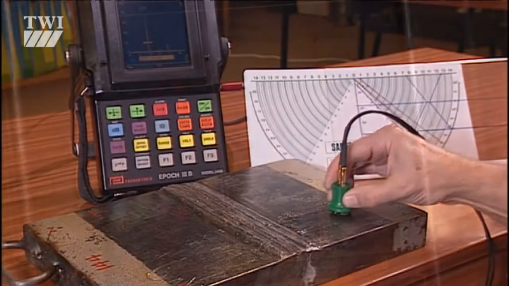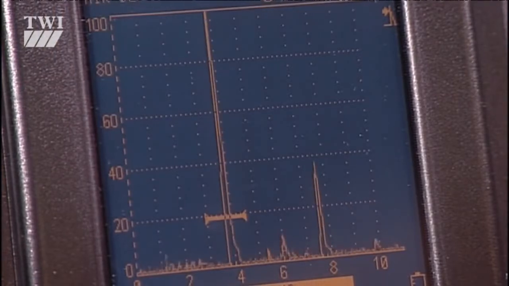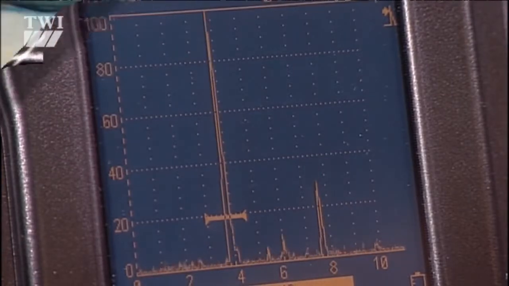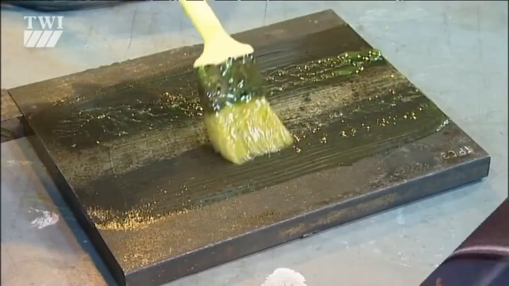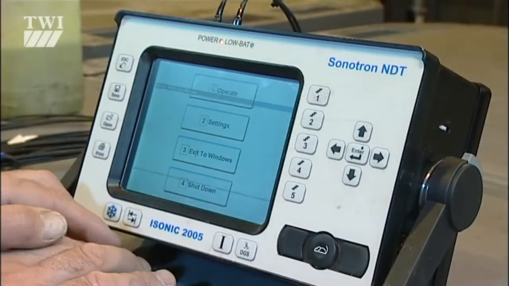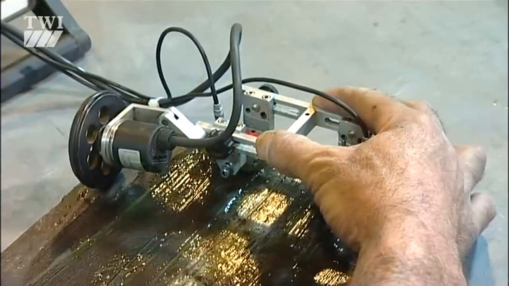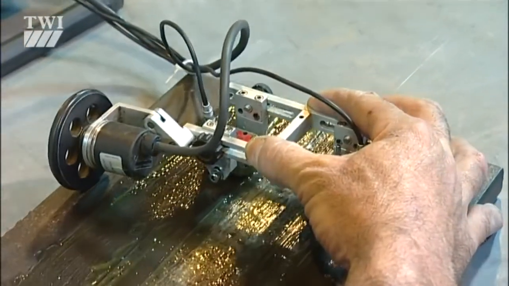If we can measure how long the signal takes to return, knowing the speed at which it travels, we can tell where the discontinuity is. Time of flight diffraction, another type of UT, is used mainly for sizing planar flaws orientated perpendicular to the surface.